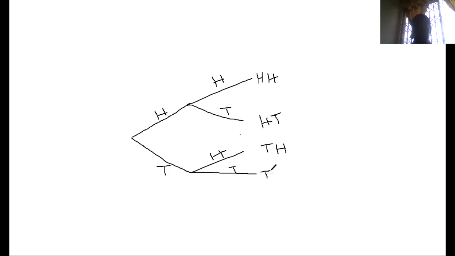Now take note that TH is not the same as HT, right? TH means the first coin will land tail and the second will land head, or HT, which is the first coin will land head and the second will land tail. So when we toss two coins, then the set of possible outcomes will be four of them, right? So HH, HT, TH, then TT.